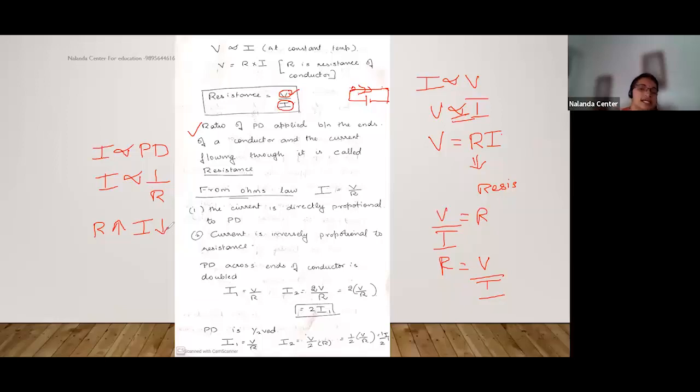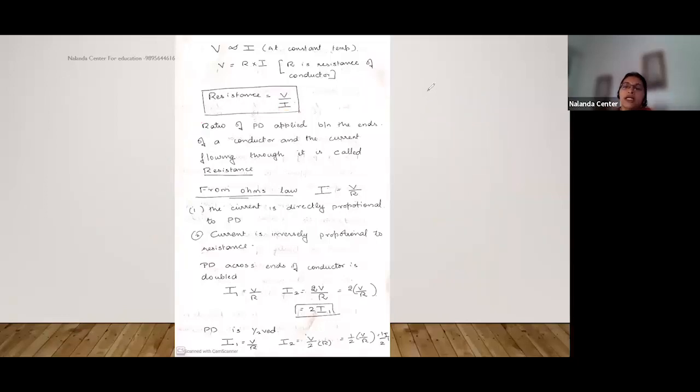Now, these kinds of questions: the potential difference across a conductor is doubled, find what is going to happen to the current. These kinds of questions are very important. So what is going to happen? V is equal to IR. What you have to understand is we are talking about the current. First, derive the formula of current from this. I is equal to V by R. This is the first case.